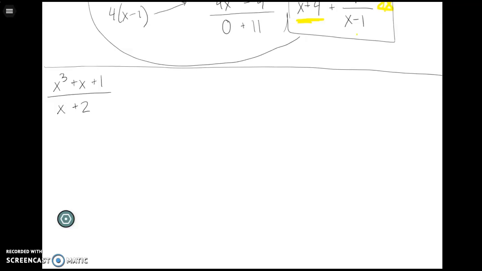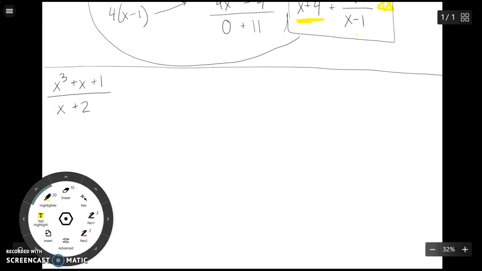So one thing that is different about this problem than the last one that I really want to point out is that we are missing a power of x in the numerator. We jump from a power of 3 to a power of x to the first. We're totally missing the x squared power. And that's fine. It's not going to mess us up or anything.